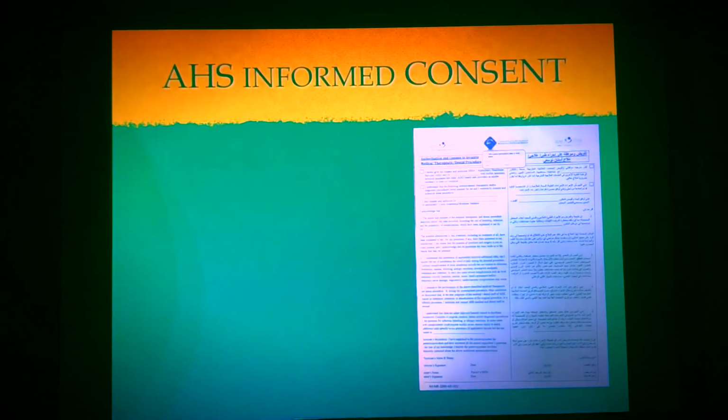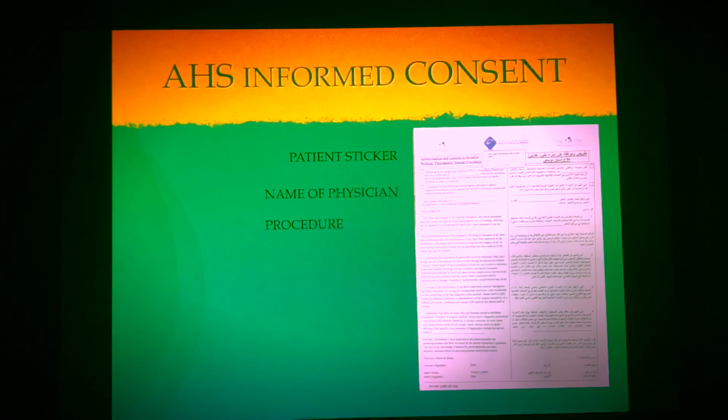So this is our HS informed consent. This is the front page. So first we will put the patient sticker on the box, and we should state the name of the physician and the procedure, and then the physician name and stamp and the date below the consent form, and patient's name, signature, and the date, and patient's MRN number should be placed also below.